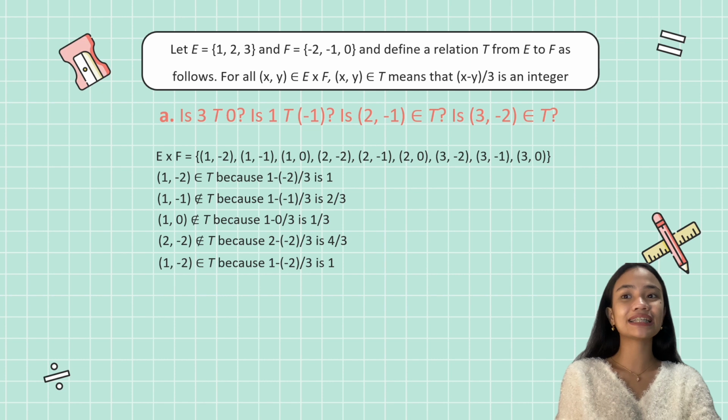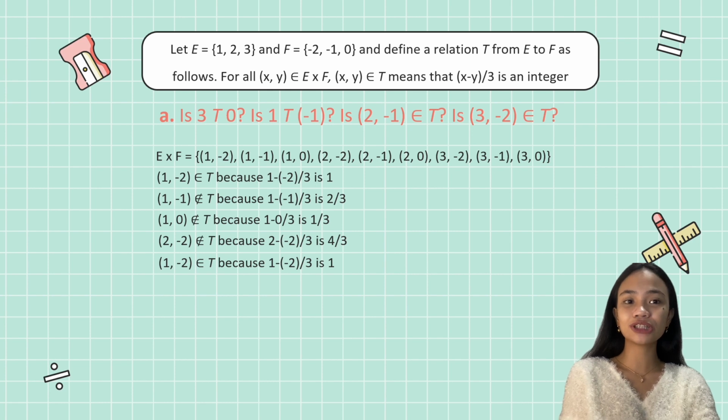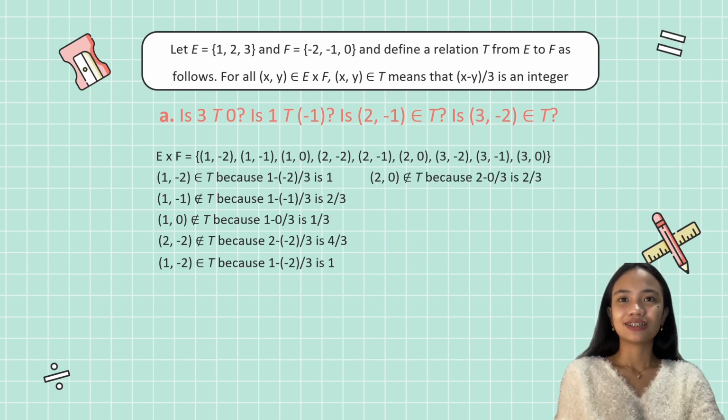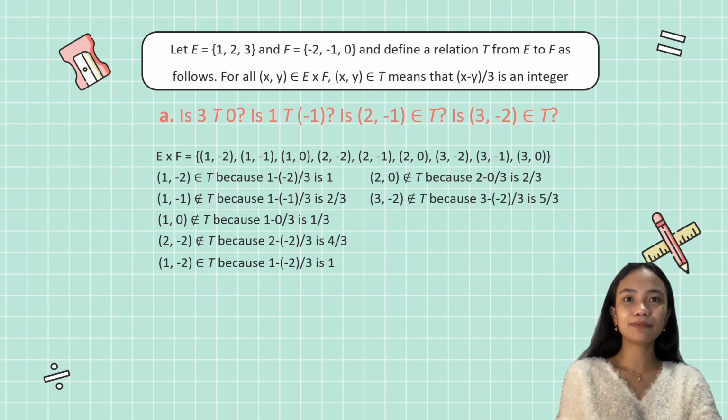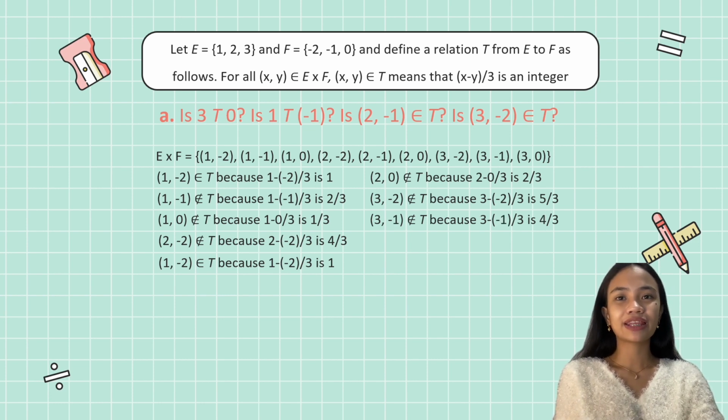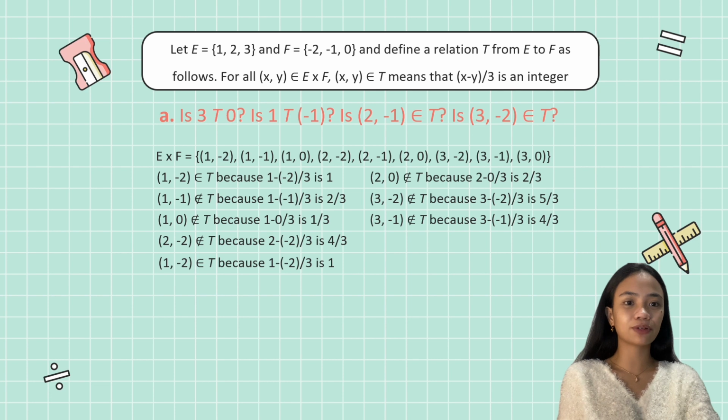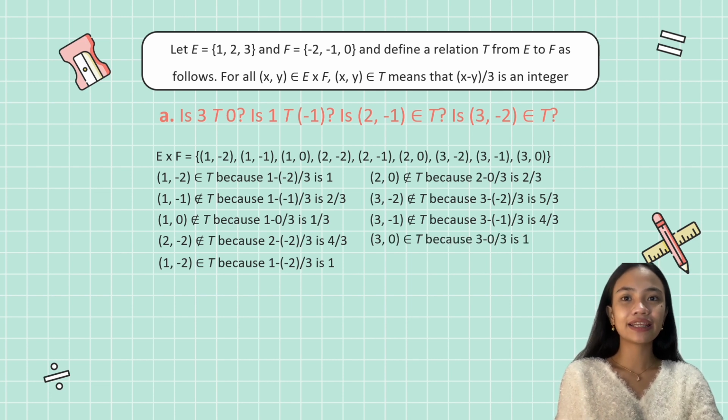2, -1 is an element of relation T because 2 minus -1 over 3 is 1, which is an integer again. 2, 0 is not an element of relation T because 2 minus 0 over 3 is 2/3. 3, -2 is not an element of relation T because 3 minus -2 over 3 is 5/3. 3, -1 is not an element of relation T because 3 minus -1 over 3 is 4/3. And lastly, 3, 0 is an element of relation T because 3 minus 0 over 3 is 1.